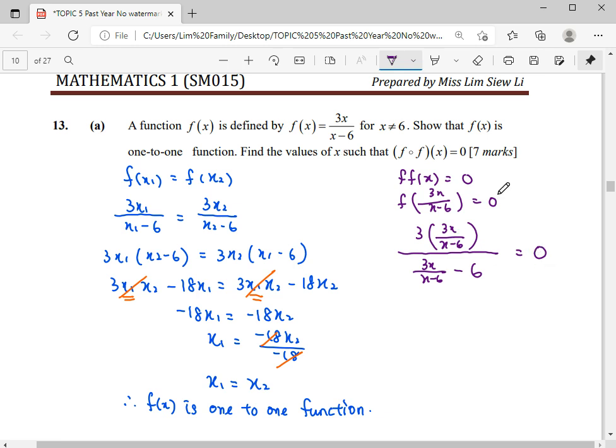Alright, so this is an equation. We can cross multiply because it is an equation, right? It has a left hand side and right hand side. We can move things from left to right. So I can multiply this denominator to the right hand side, it will become 0. So finally I get 9x over x minus 6 only. I multiply this denominator because denominators can be cross multiplied.